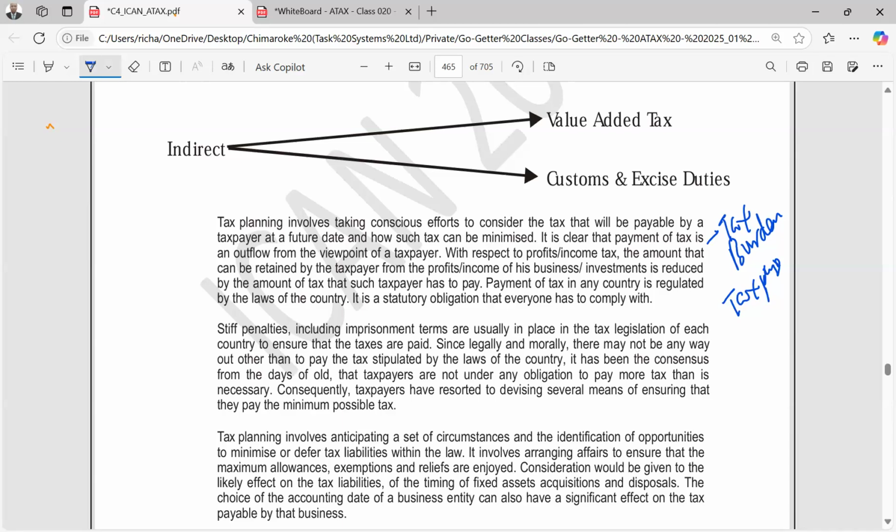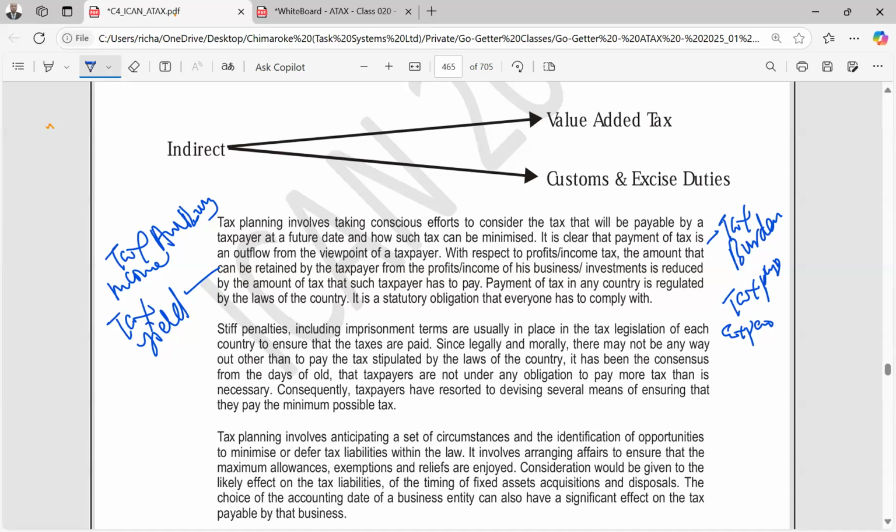Now, from the view of the taxman, it is an income. So this is an expense. This is income from the tax authority. And that is what is called tax yield. So whatever burden is borne by the taxpayer, the taxman is yielding the dividend.